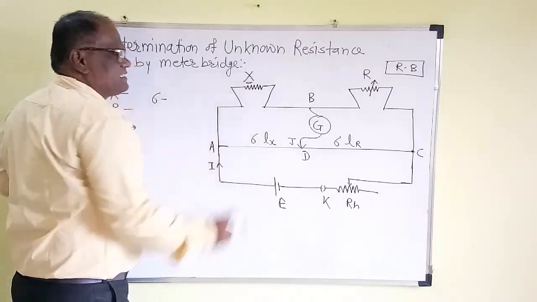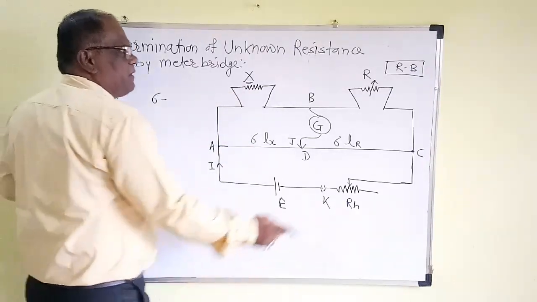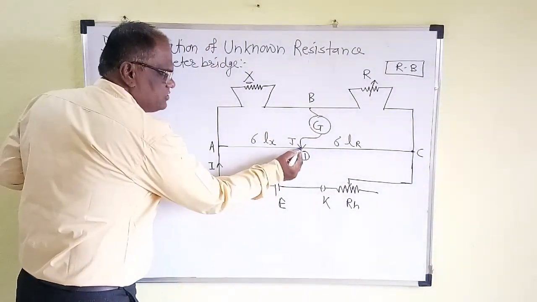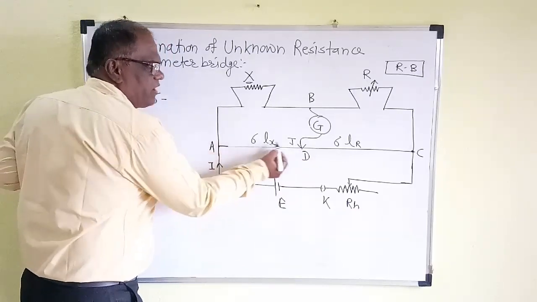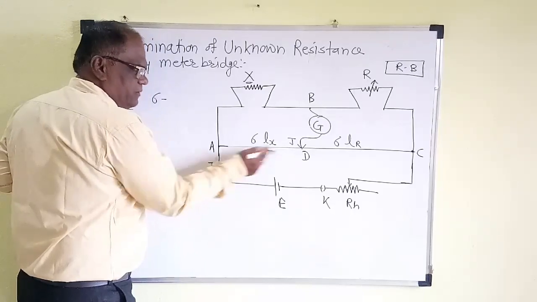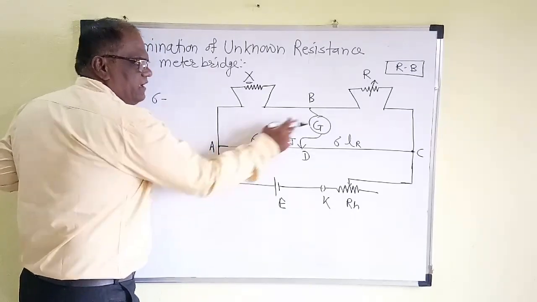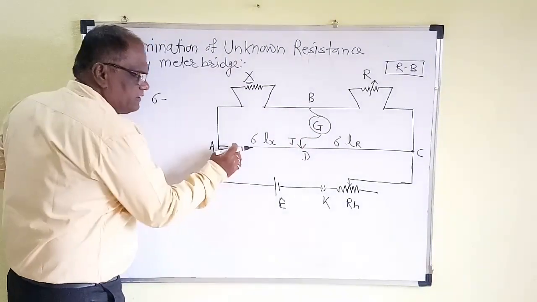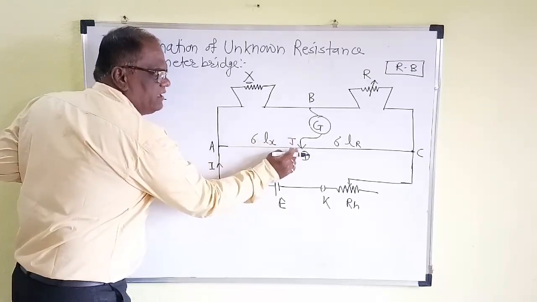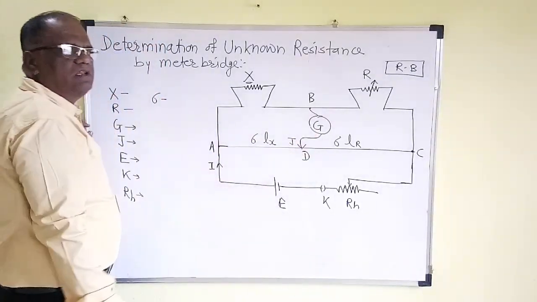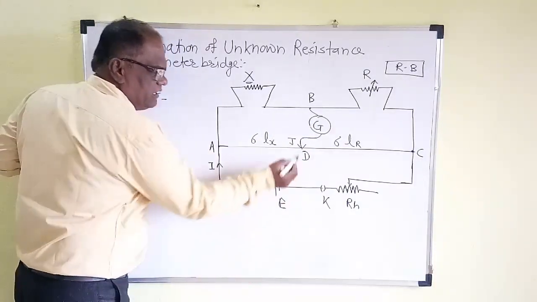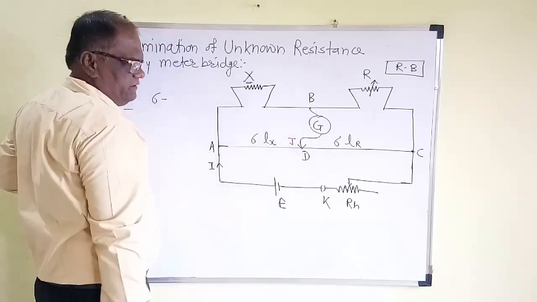Now, how is the experiment performed? When the unknown resistance is connected in the left gap, a suitable resistance R is placed in the right gap. Then the jockey is moved along the wire. When the jockey is touched to the wire at a point, suppose the point D is here, it will show some deflection. Then, by sliding the jockey along the wire, a point is determined where the galvanometer shows null deflection. When the galvanometer shows null deflection, the point is marked, let it be D.